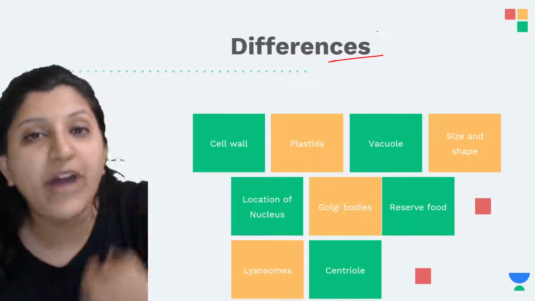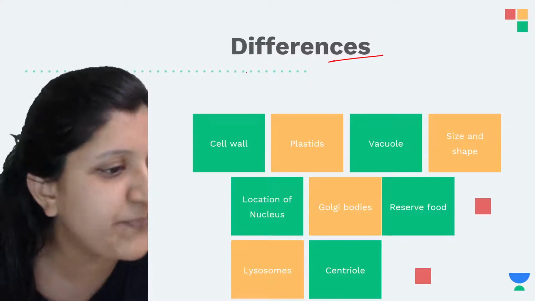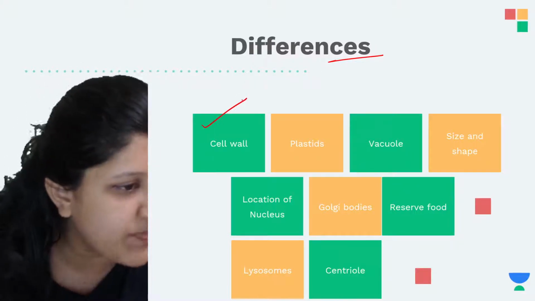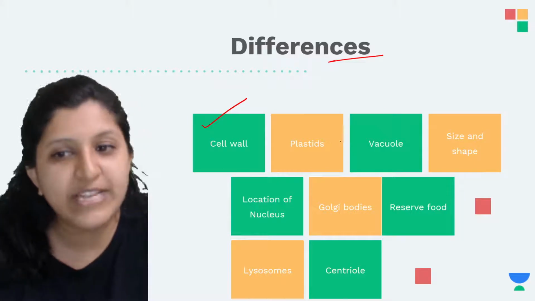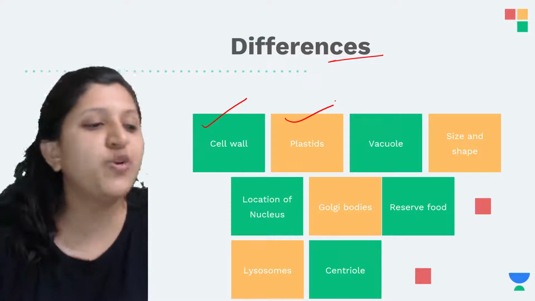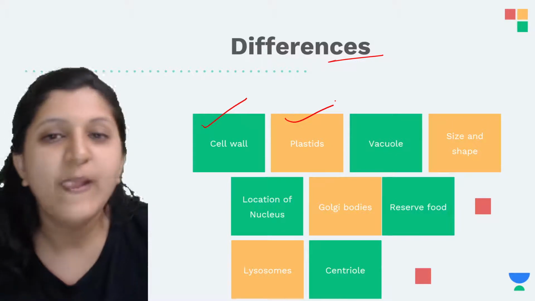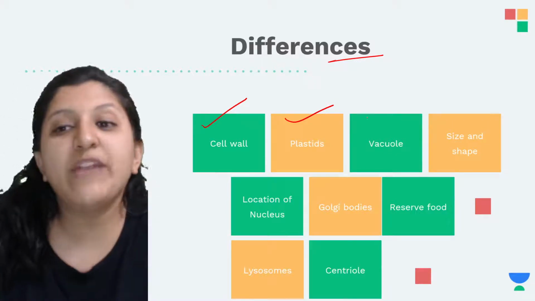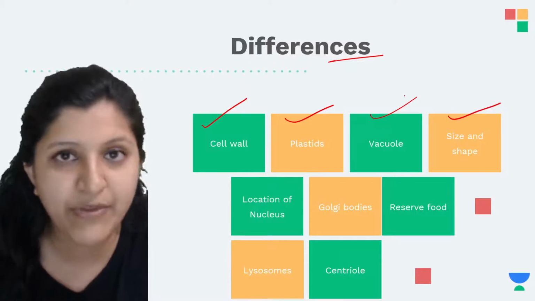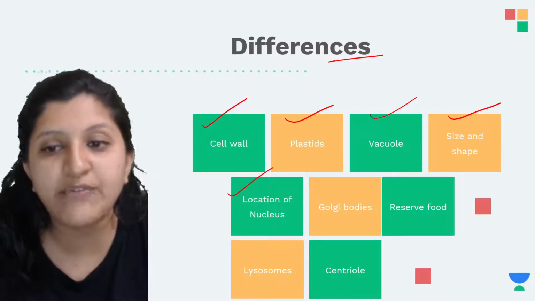Where do you find a difference between plant and animal cells? Like Shubhadeep said, there is a difference in the cell wall. He also mentioned the difference with respect to the chloroplast, which is a plastid. Yes, that's right. Plastids are different colored bodies that can be found. Then there are vacuole differences, size and shape differences, and the location of the nucleus.